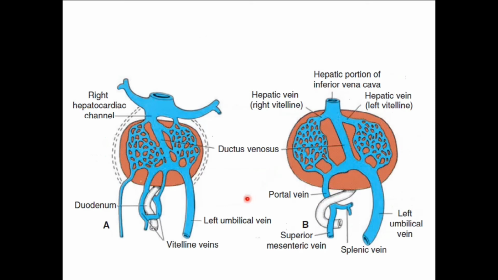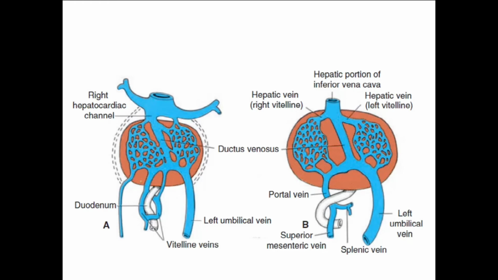Now, with further development, we can see that gradually what happens to the Vitelline vein is that above, the left hepatocardiac channel will narrow and gradually disintegrate, and most of the blood will channel through the right hepatocardiac channel, as you can see in this diagram. That is, this one is obliterated.